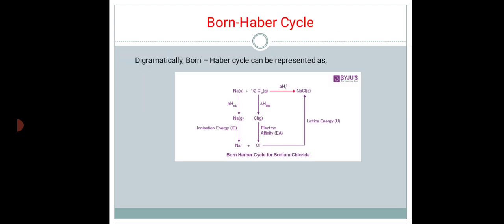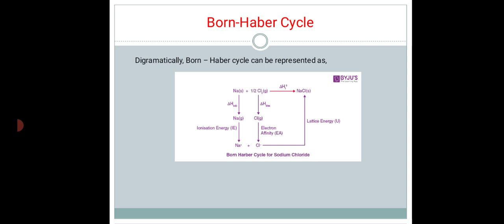Now the next important point is the Born-Haber cycle. The Born-Haber cycle is diagrammatically represented as follows. The Born-Haber cycle was developed by German scientists. In this, the first step is ionization energy. The amount of energy required to remove an electron from an isolated gaseous atom is called the ionization energy or the ionization enthalpy. It is represented by IE. It is always positive.